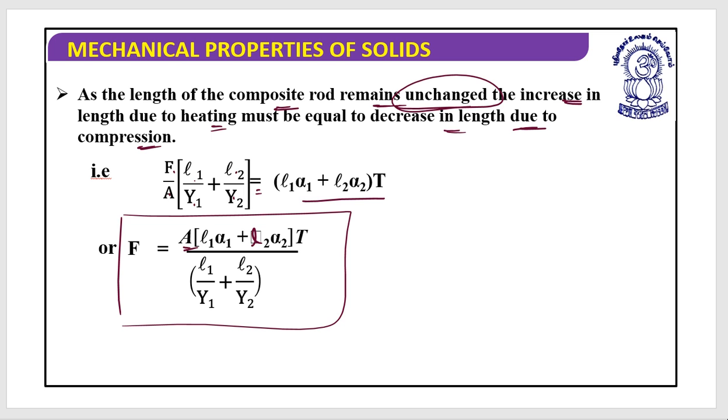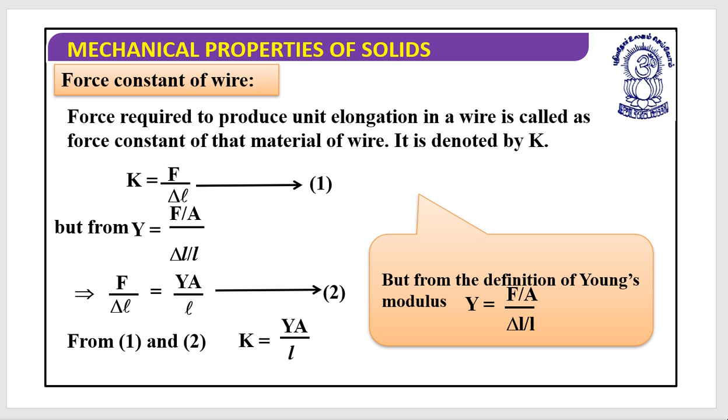Great. Now let's understand a different parameter to understand solids. It's the force constant of a wire. When I say force constant of a wire, we mean the force required to produce unit elongation in a wire. That is what we call the force constant of the material of the wire, and it is denoted by K. We have used this application before as well.